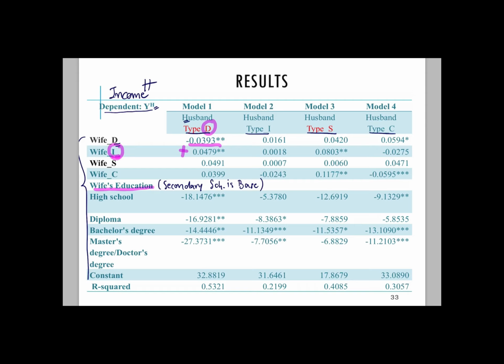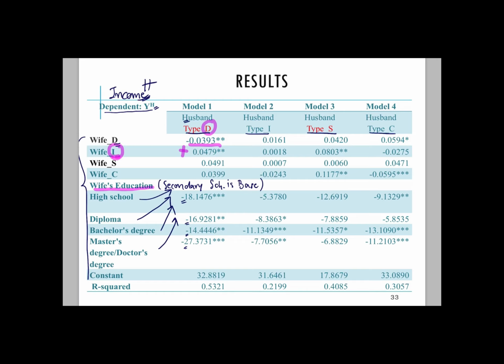So high school compared to secondary school, we found that if high school, this wife generates less income for her husband than secondary school. Diploma is less than secondary school, likewise bachelor and master degree. Master and doctoral degree are the same. But we notice that they are minus, negative, right? So how does education affect husband income? We found that the wife should not have high education, right?